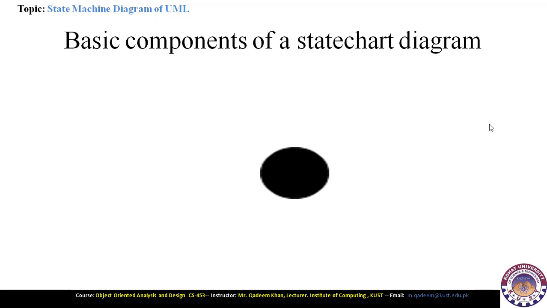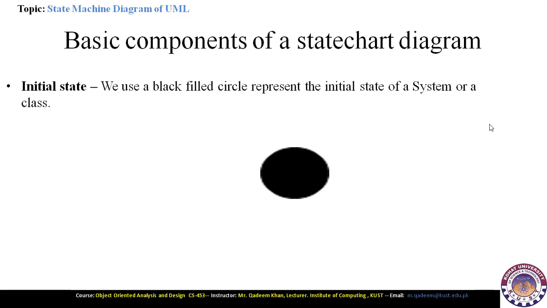Now, what are the different components of the state diagrams? There are multiple components of the state diagram. The first one is called the initial state. The initial state means that it is the start state, or the first state, of the state machine diagram. We use a black filled circle to represent the initial state of the system or of the class.